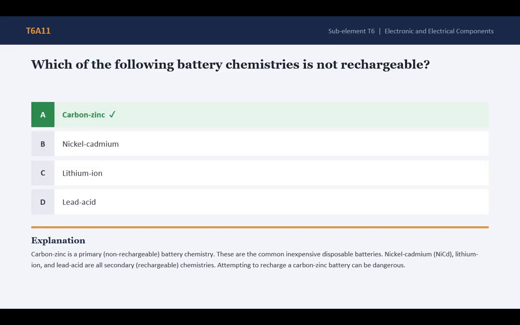Which of the following battery chemistries is not rechargeable? A. Carbon zinc. Carbon zinc is a primary non-rechargeable battery chemistry. These are common, inexpensive disposable batteries. Nickel cadmium, NiCad, lithium ion, and lead acid are all secondary rechargeable chemistries. Attempting to recharge a carbon zinc battery can be dangerous.